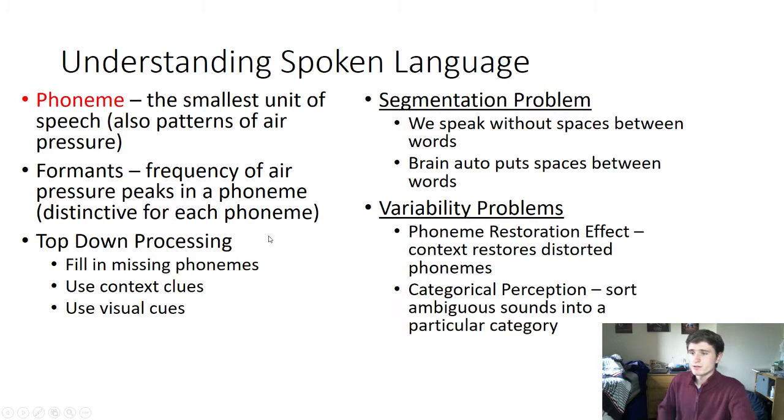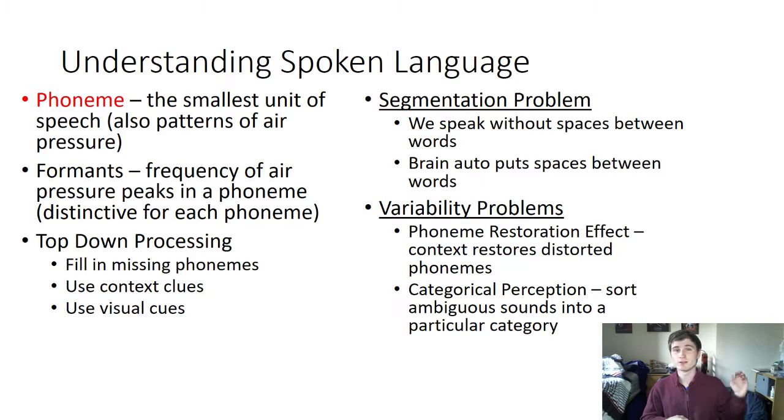So how do we understand spoken language with this? Well, we've got our phonemes, and our phonemes are the smallest units of speech. They're basically patterns of air pressure. And our brain can recognize a particular pattern of air pressure based upon the signal it gets from the cochlea. And that's done on the way to the auditory cortex.